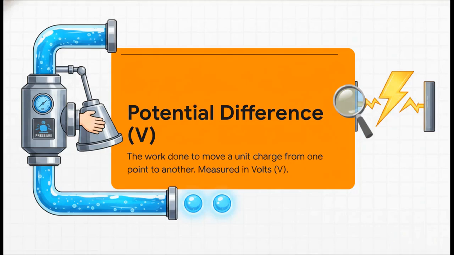Next up, we have potential difference. We almost always just call this voltage, or V. Now, if current is the flow of water, then voltage is the pressure that's pushing that water through the pipe. It's the force that makes the charges move in the first place. No pressure, no flow. We measure this one in volts.